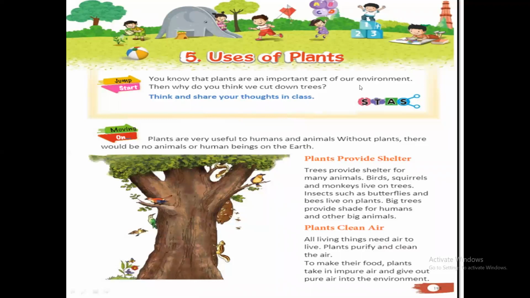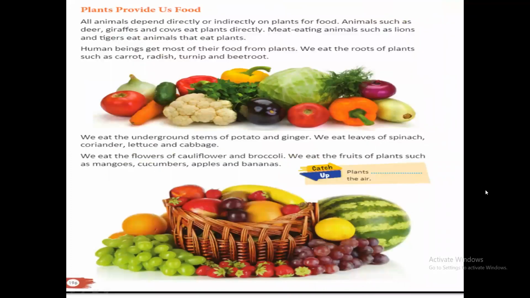So children, we know that the primary source of clean air, that is oxygen, is the plants. Plants make their food and also purify the air. So plants take in impure air for making the food and give out pure air to the environment. Okay, now next one. Plants provide us food.